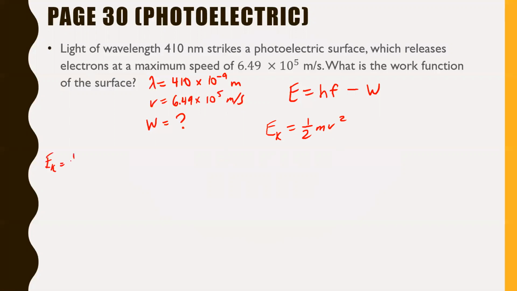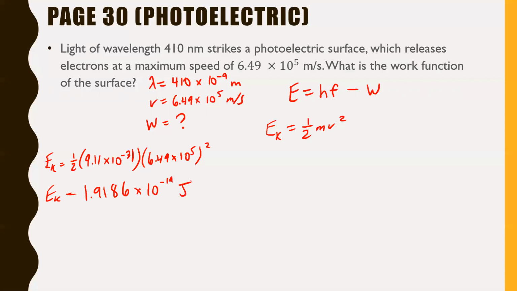EK is therefore equal to 1/2 times the mass of an electron, which is 9.11 times 10 to the negative 31 kilograms, and then times velocity squared, so 6.49 times 10 to the 5 squared. Just give me a second here. This means EK is going to equal 1/2 times 9.11 times 10 to the negative 31 times 6.49 times 10 to the 5 squared. This is going to equal 1.9186, we'll say, times 10 to the negative 19 joules.